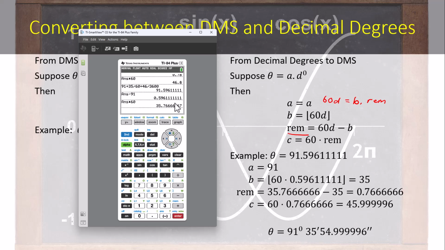Those are my minutes. Now subtract the number of minutes. Now I just have my fraction part. Multiply that by 60, and those are my seconds. Now, in this case, I'm not using the truncated answer, so it came up a little bit different. But that's pretty much how it can come back.